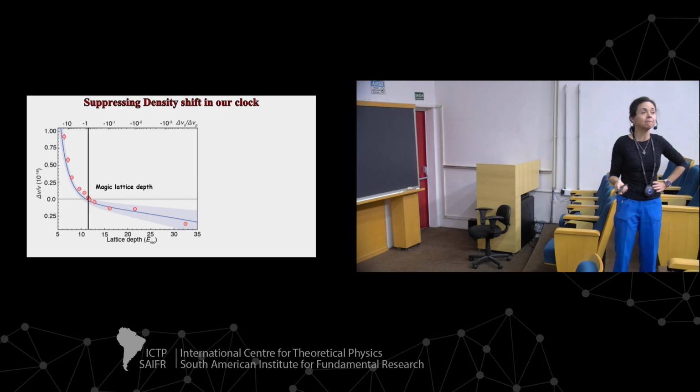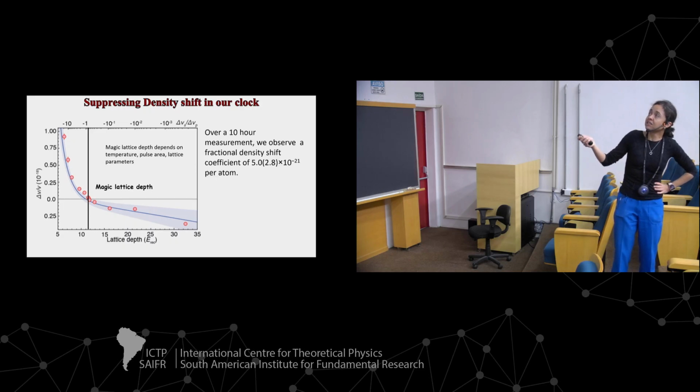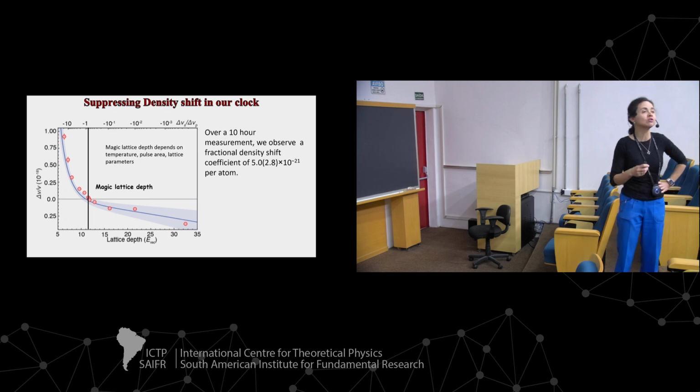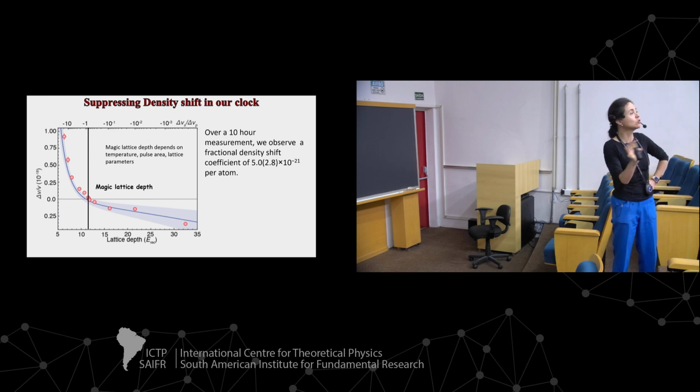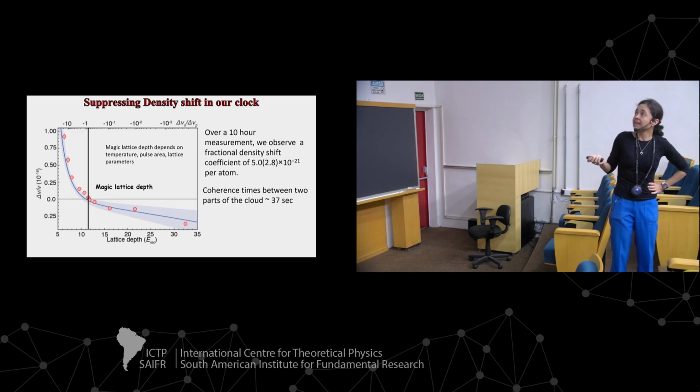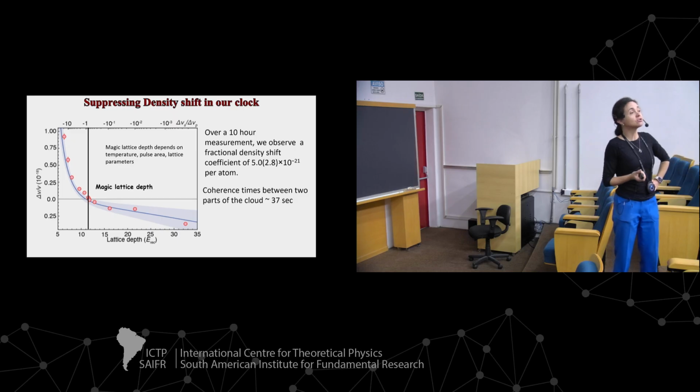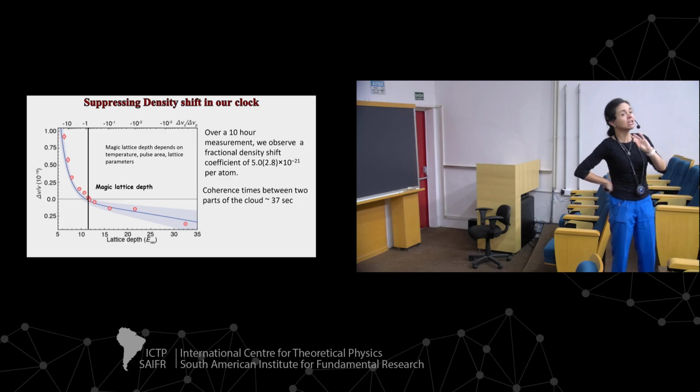This is the experimental data. So they saw a cancellation of the density shift over 10 hours at the 10 to the minus 21 level. So very little, almost no density shift. And with that, and the additional 37 seconds coherence time, it opened up a very exciting development. At this condition, and for this very long interrogation time, the experiment was able to see for the first time the Einstein gravitational redshift in this system at 1 millimeter distance.